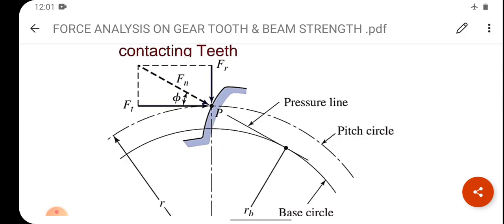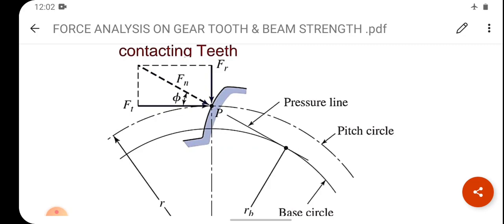There is a point P. This is known as the pitch point. When the gear is in contact with another gear tooth, there will be a contact point. So at this point there will be different forces acting, a radial force, a tangential force and a normal force on this gear tooth. So I have shown here Fr, which is acting on the gear tooth in the downward direction. Ft is in the rightward direction, that is the tangential force. Phi is the pressure angle. Fn is the normal force.